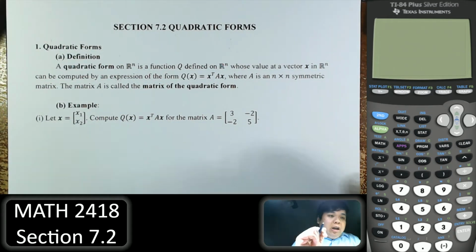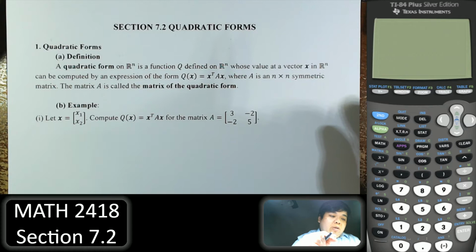Hi everybody, welcome to the last section that we cover in linear algebra, section 7.2, quadratic forms.